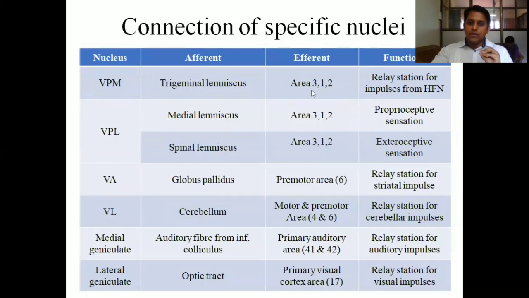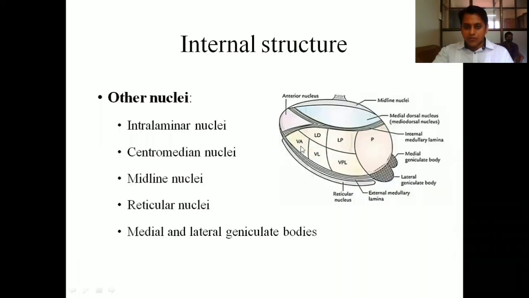Only point to remember is of the trigeminal lemniscus. They carry both exteroceptive and proprioceptive sensations of head, face, neck. And this is the exteroceptive and proprioceptive sensation of the entire body except head, face, neck. Okay, so now we have covered these two nuclei, ventroposterior medial and ventroposterior lateral. Let us go further with the anterior and lateral nuclei, ventroanterior and ventrolateral nucleus.